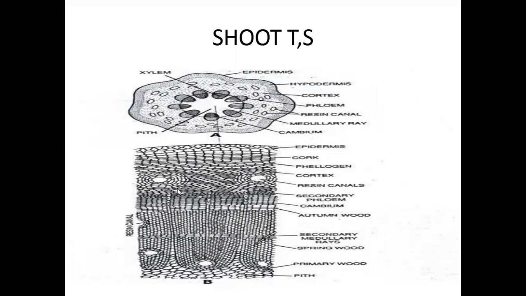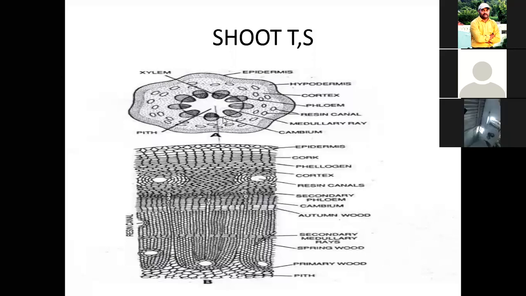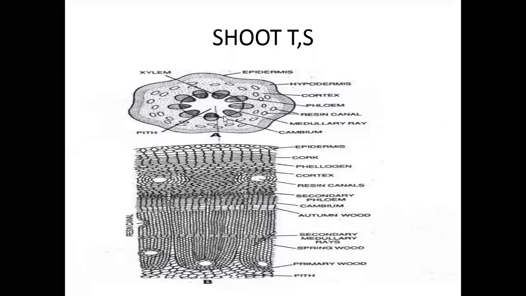Now, secondary growth of the Pinus shoot. At the second year of Pinus age, between two vascular bundles, the medullary rays produce cambium. That cambium is called intervascular cambium. It is present between two vascular bundles and developed from the medullary rays.